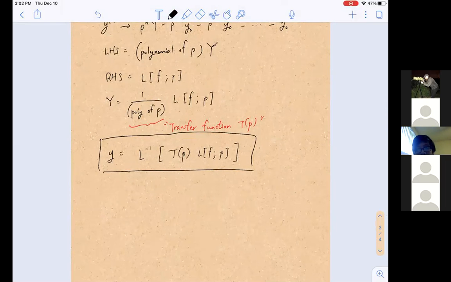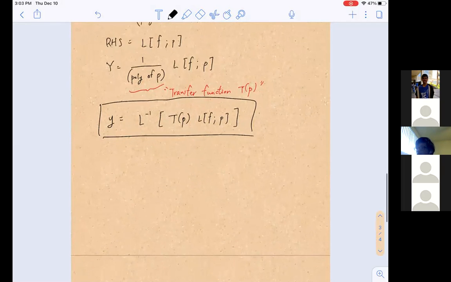To find the inverse, you can't just look up two of the inverses from the table and multiply them, can you? No. You'd have to use convolution, since they're a product.